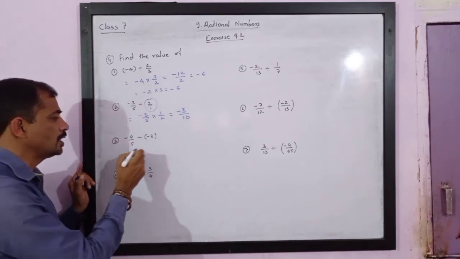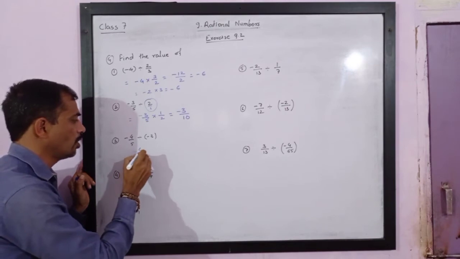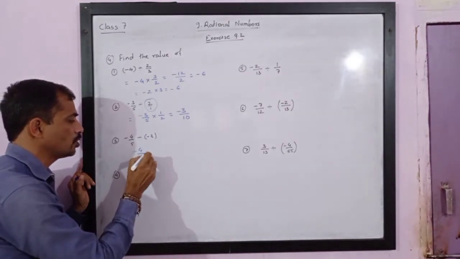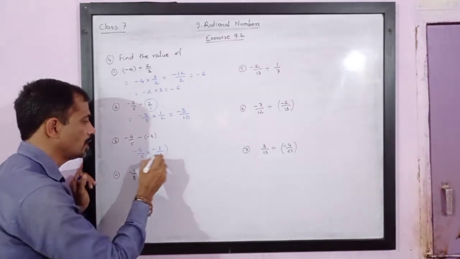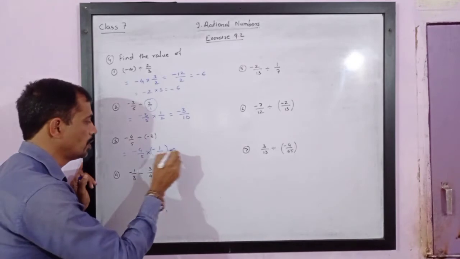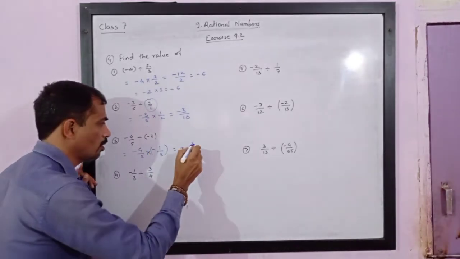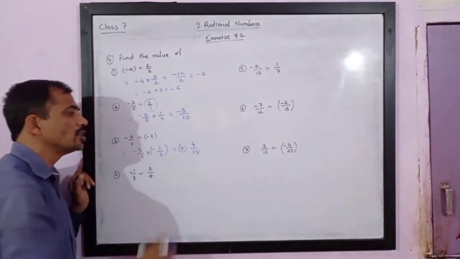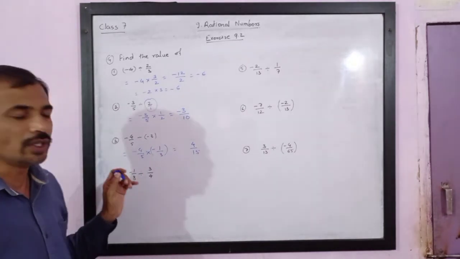Now next question is negative 4 upon 5 divided by negative 3. So this will be multiplied by negative 1 upon 3. So this is equal to, please note, negative into negative is positive. 4 ones are 4 and 5 threes are 15. There is no need to give the positive sign. When you don't write, it means it is considered as a positive.